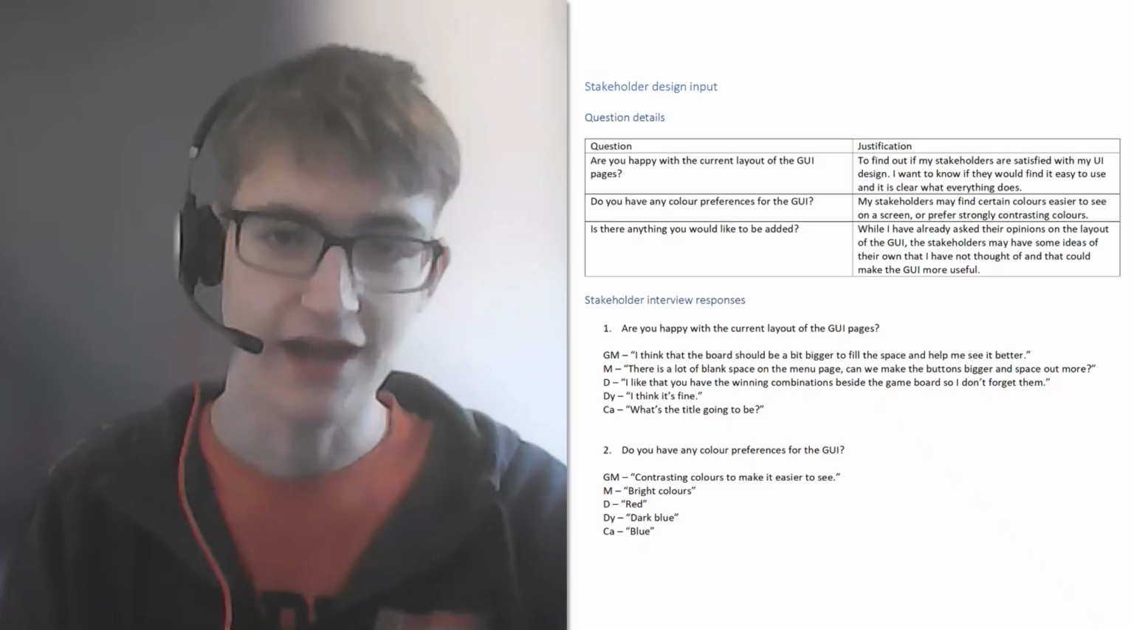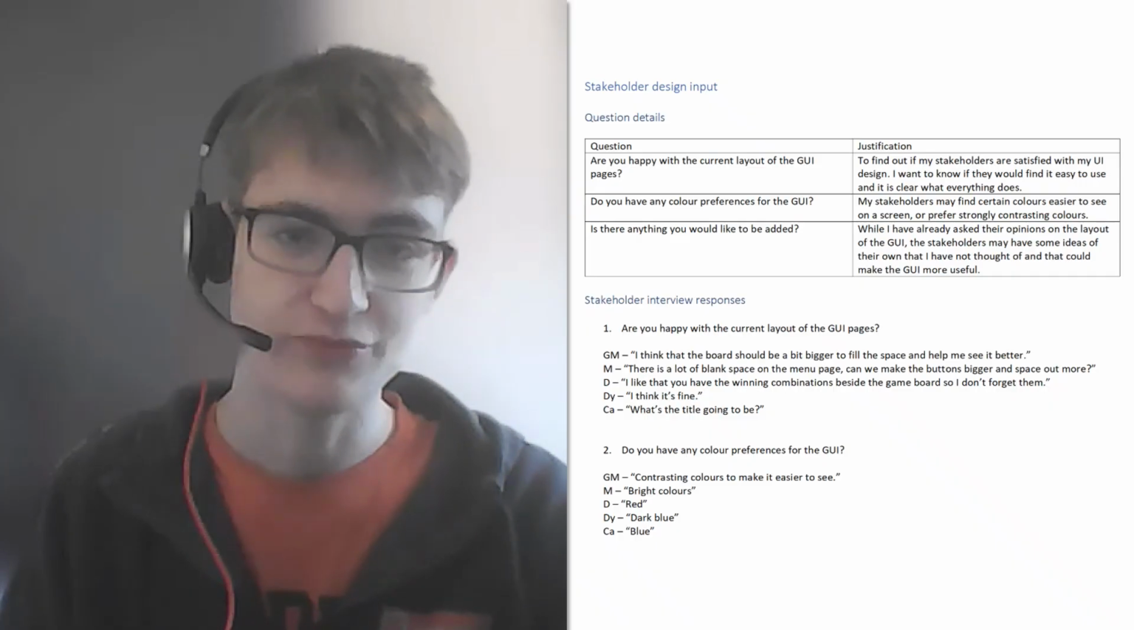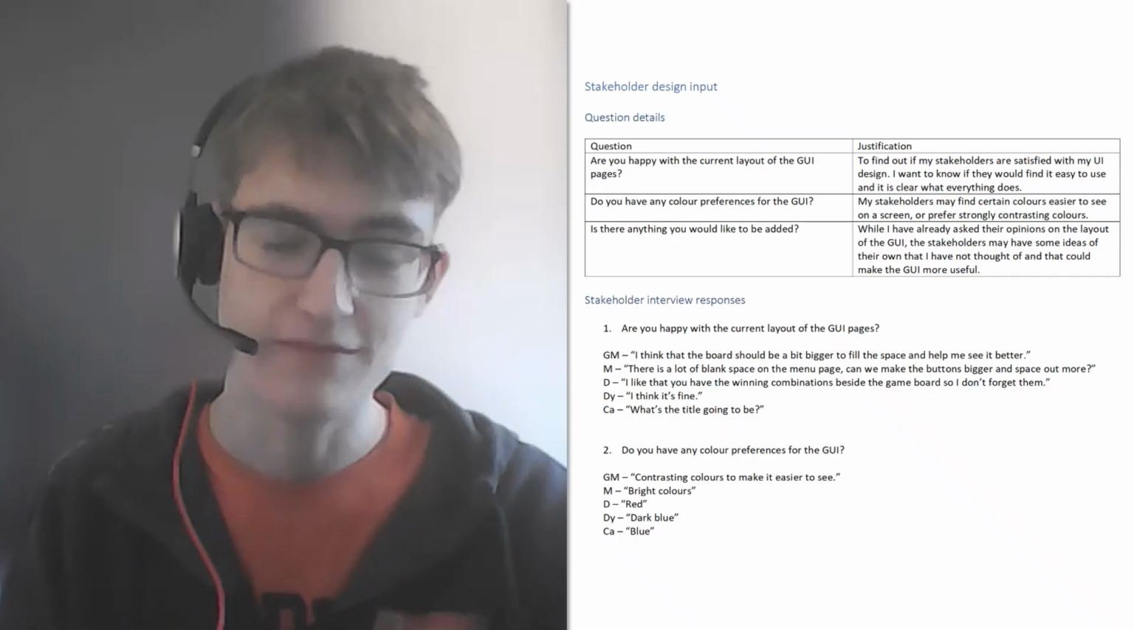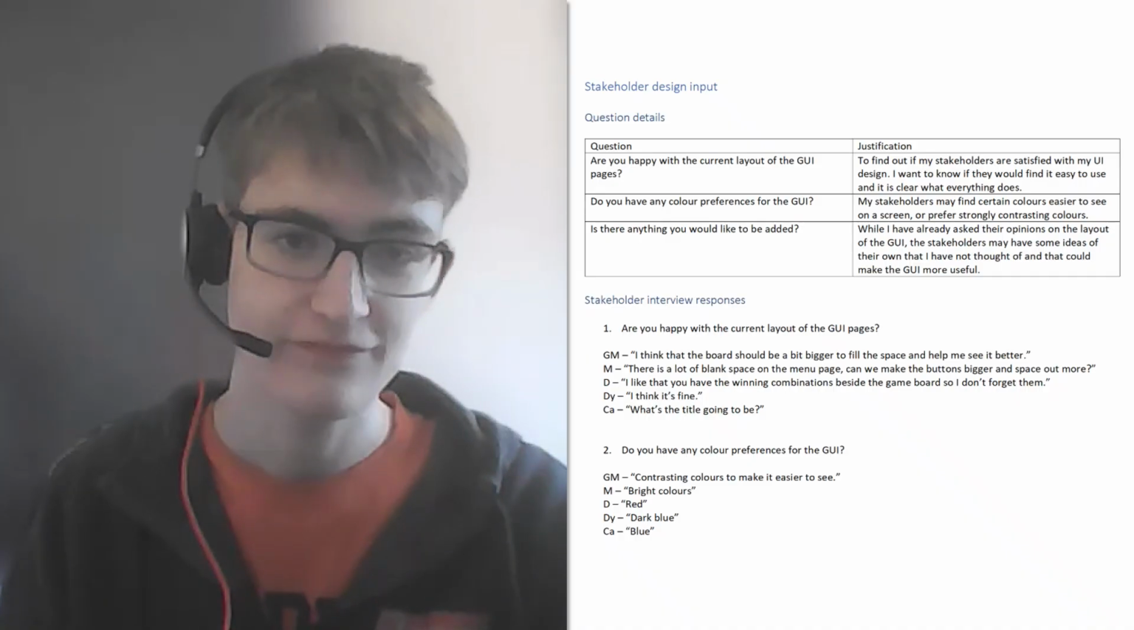Stakeholders can be critical in providing a real-world justification for your software and should be the driving force behind a lot of the analysis, design, and evaluation, so make sure you make the most of what you have.